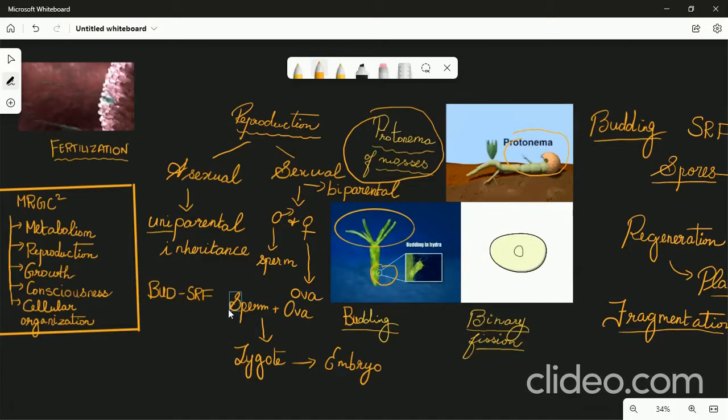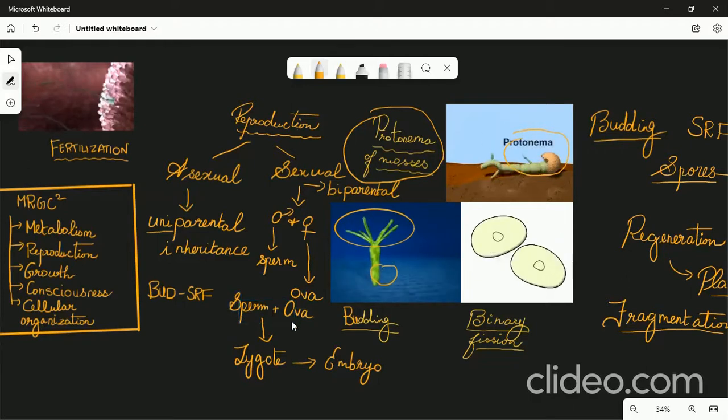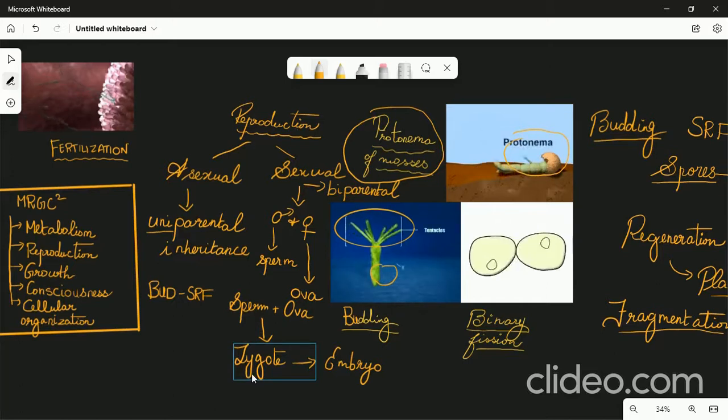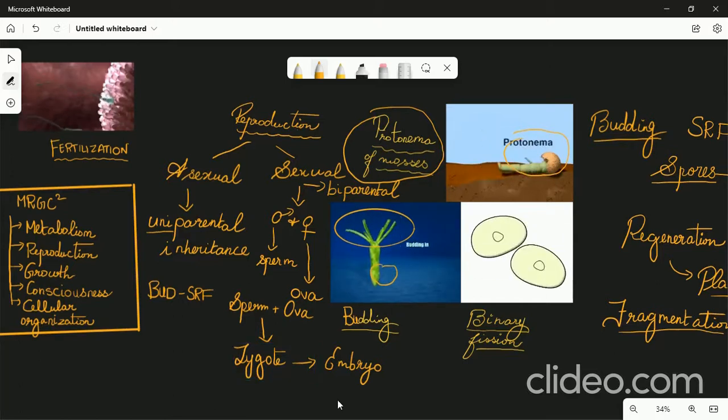Now the sperm, which is a haploid cell, and the ova, which is also a haploid cell, will fuse together to form the zygote, which is a diploid cell. From the zygote an embryo is formed.